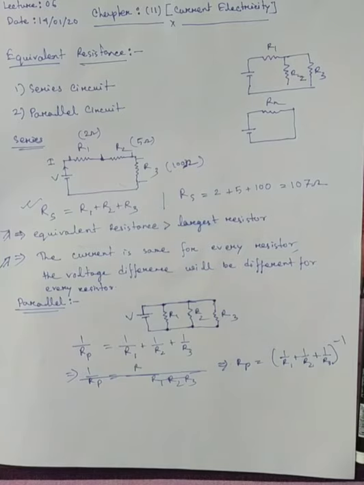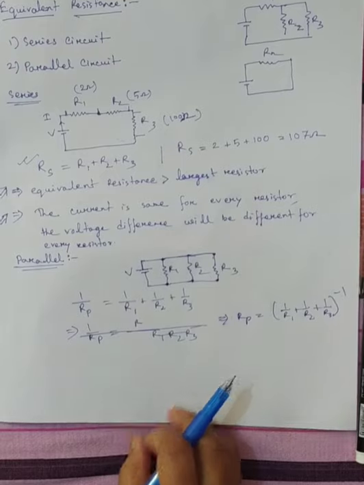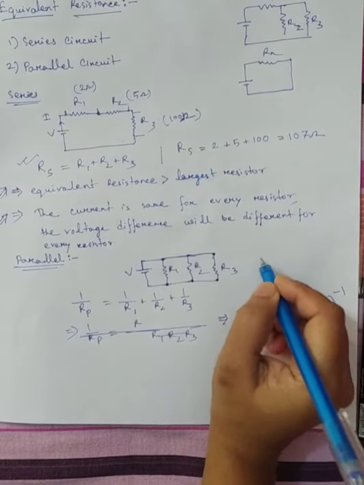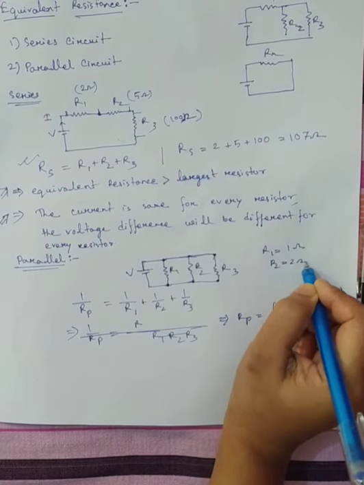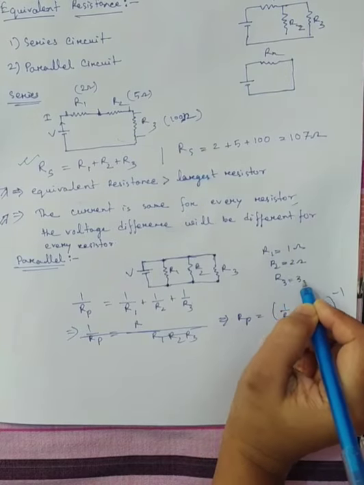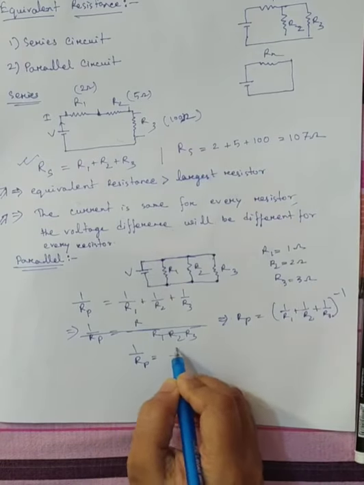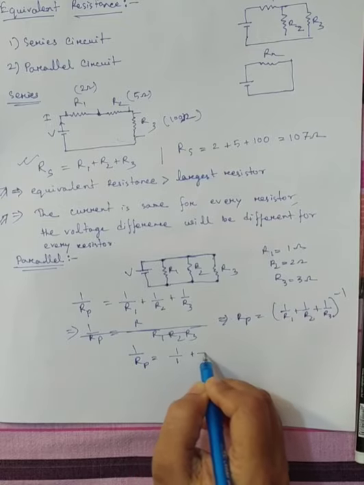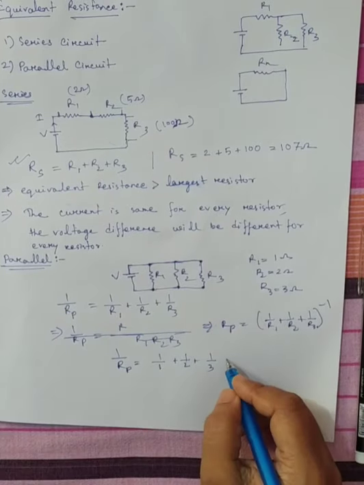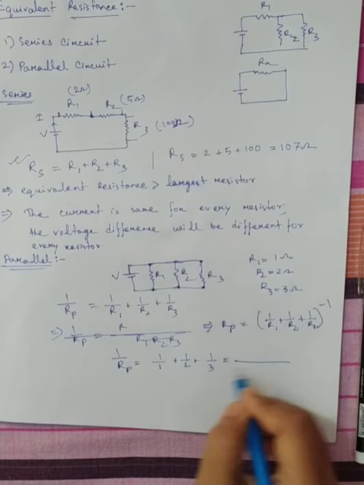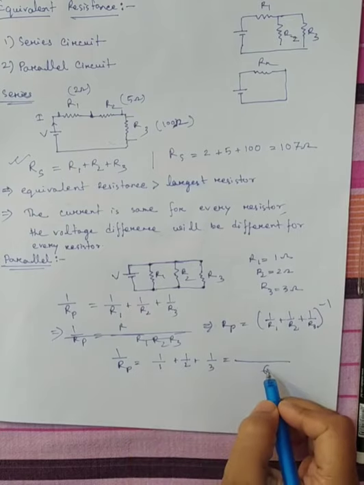For example, if you just try to add some resistors, for example, in the circuit R1 equals 1 ohm, R2 equals 2 ohm, R3 equals 3 ohm, then what will be the equivalent resistance? 1 by Rp equals 1 by 1 plus 1 by 2 plus 1 by 3. Then after adding all these, what can we get over here?